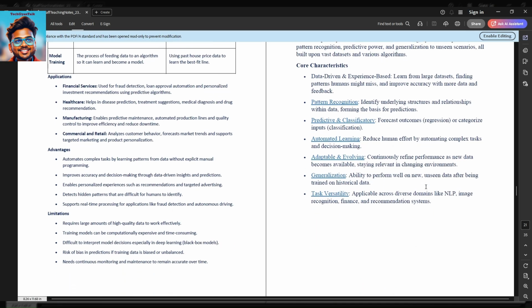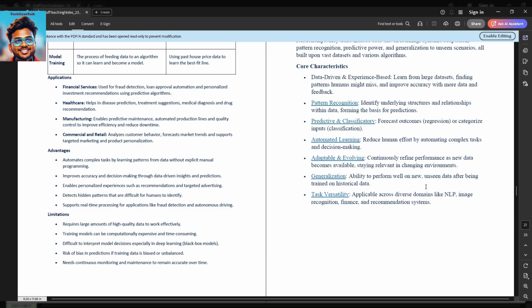Applications: financial services use it for fraud detection, loan approval automation, and personalized investment recommendations using predictive algorithms. Healthcare uses it for disease prediction, treatment suggestions, medical diagnosis, and drug recommendations. Manufacturing enables predictive maintenance, automated production lines, and quality control to improve efficiency and reduce downtime. Commercial and retail analyze customer behavior, forecast market trends, and support targeted marketing and product personalization.